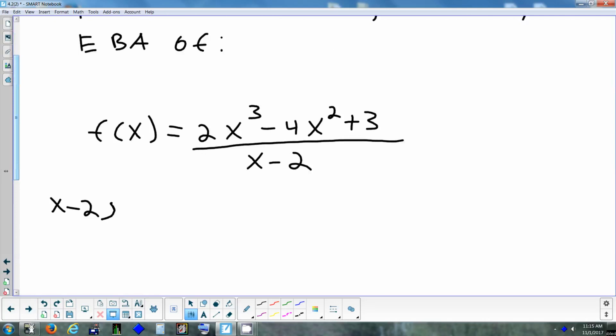All right, so x minus 2. Before I write down what's going to go under that symbol, I'm going to have to fill in a 0 for what term? The x term.